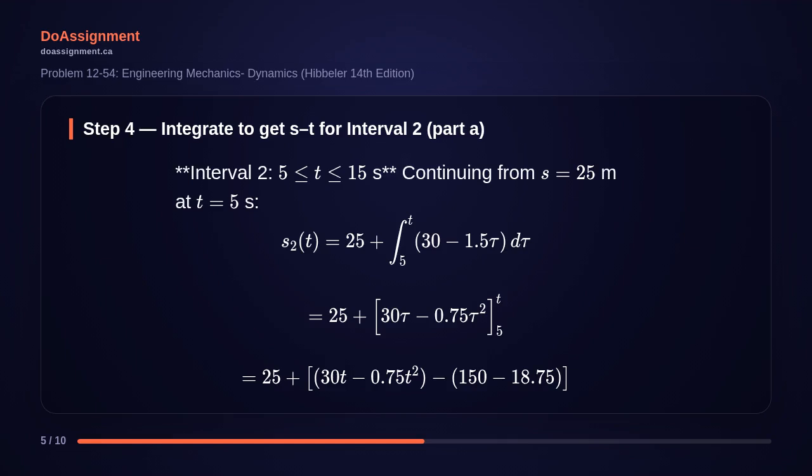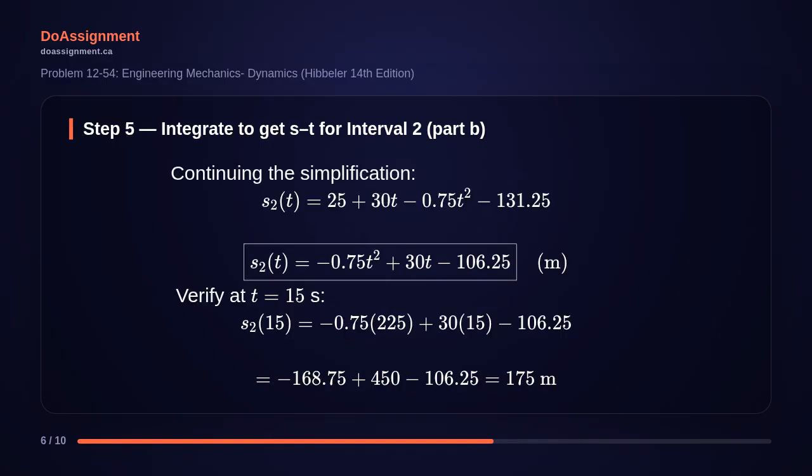Evaluating the antiderivative 30 tau minus 0.75 tau squared between the limits 5 and t, we get the expression shown on screen, which we now simplify. Combining the constants 25 minus 1 or 31.25 gives negative 106.25, so position in the second interval equals negative 0.75 t squared plus 30t minus 106.25 meters.